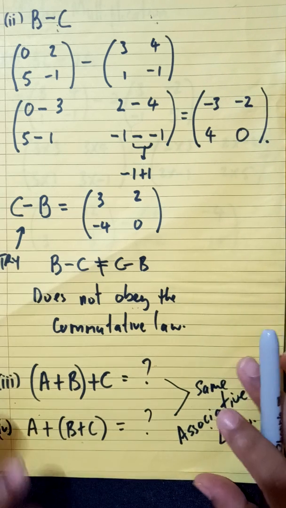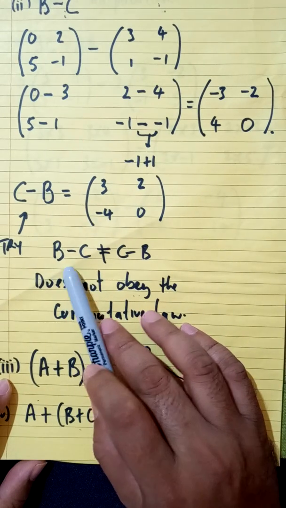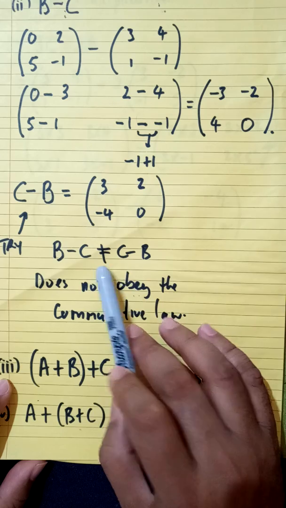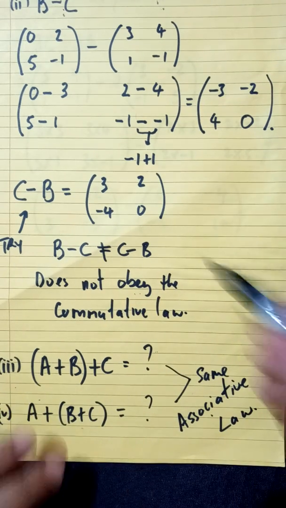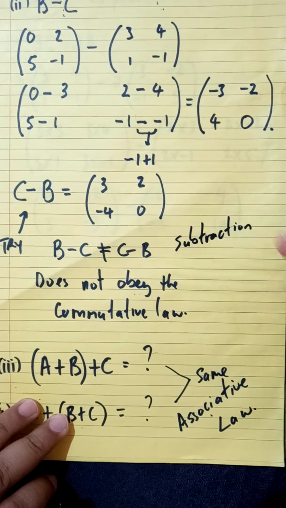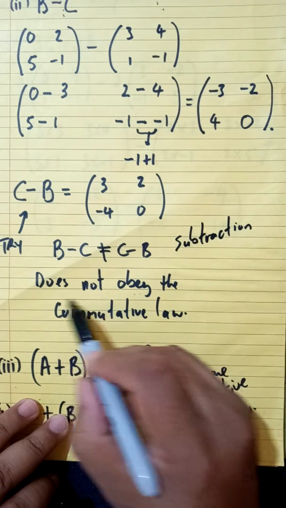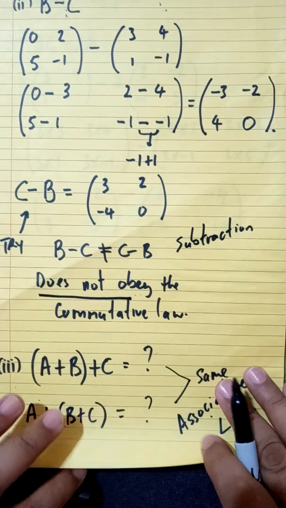The numbers look the same, but the signs are different, so they're actually different. We can conclude that B subtract C is not equal to C subtract B. In other words, subtraction of matrices does not obey the commutative law.